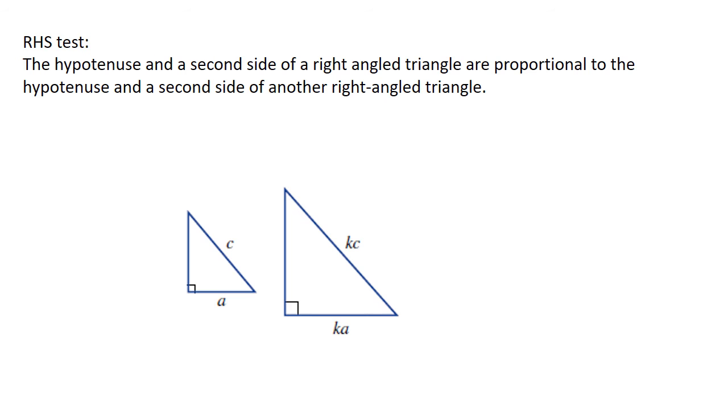The RHS test is that the hypotenuse and a second side of a right angled triangle are proportional to the hypotenuse and a second side of another right angled triangle. Having a look at our two triangles here, they both are right angled triangles. The hypotenuse in the larger triangle is k times bigger than the hypotenuse over here, and the side is k times bigger than the shorter side. Therefore, these two triangles are similar because of the RHS rule, or test, sorry.